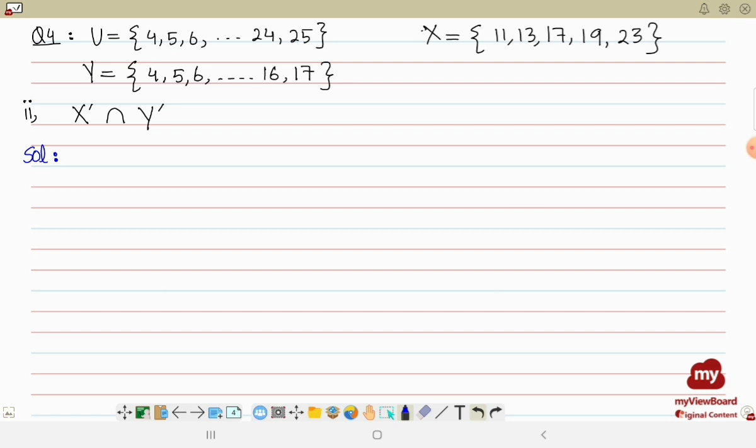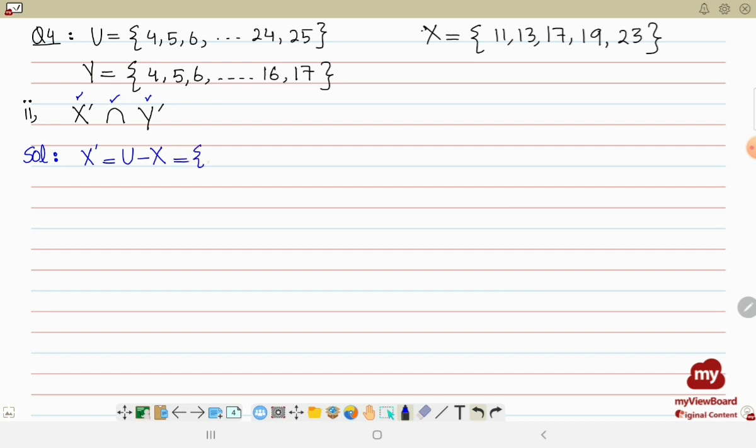In the second part we have x complement intersection y complement. So if you see this part, we are going to solve three operations. The first is x complement, then y complement, and then the intersection of both these sets. So we will be finding out the x complement now. X complement means universal set minus x, right?